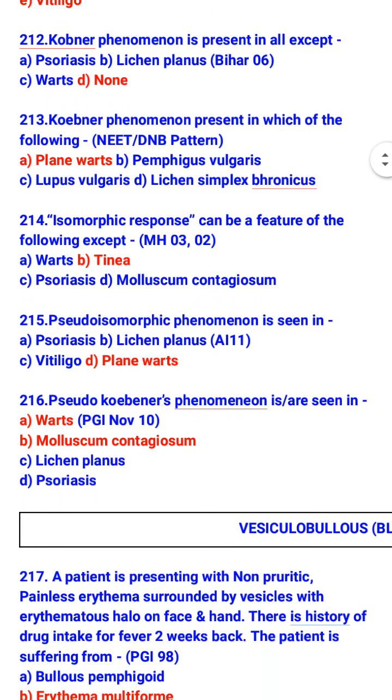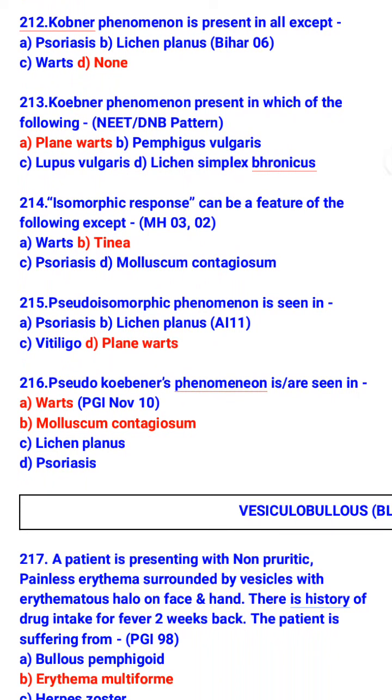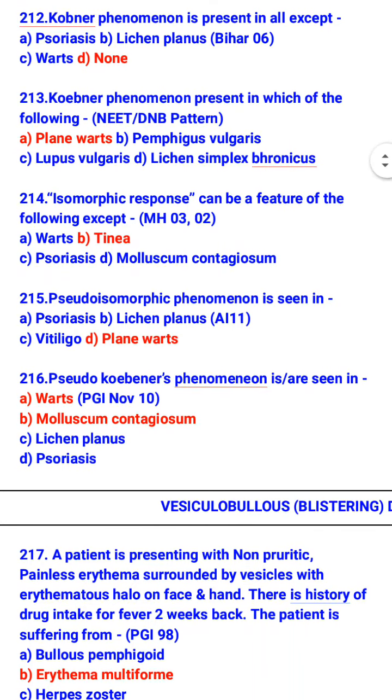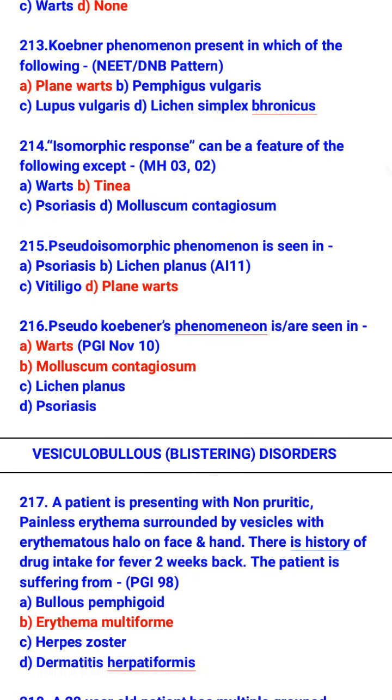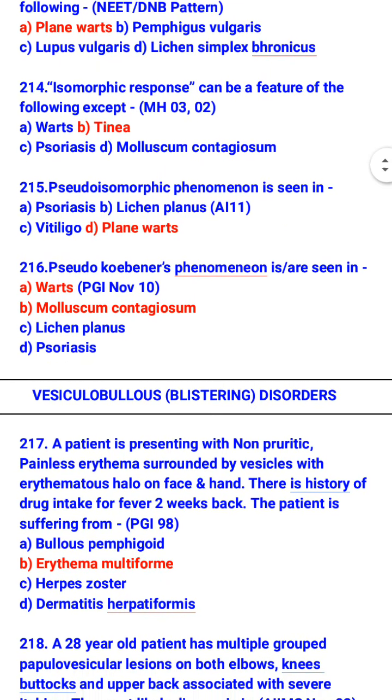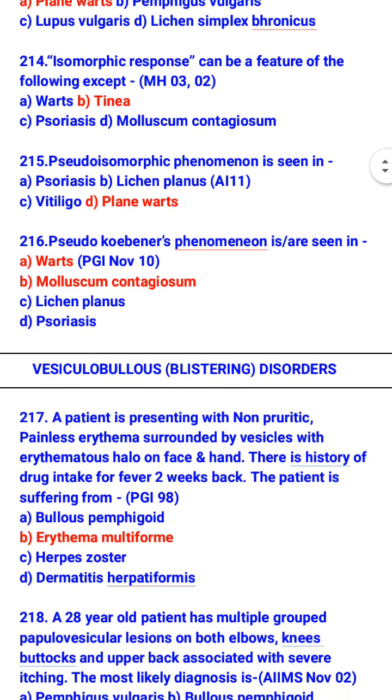Isomorphic response can be a feature of the following except tinea. So isomorphic response can be a feature of warts, psoriasis and molluscum contagiosum. Pseudo-isomorphic phenomenon is seen in plain warts. Pseudo-Koebner phenomenon is seen in warts and molluscum contagiosum.